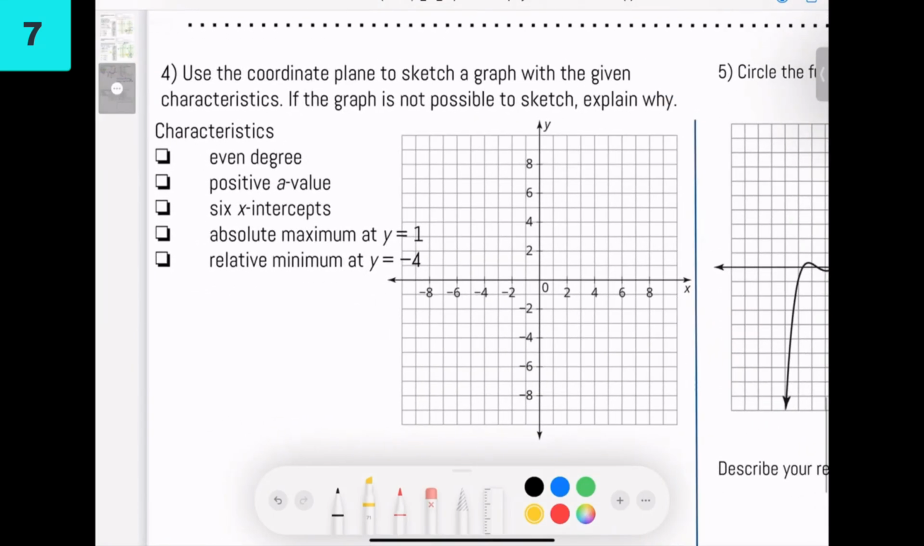Use the characteristics to draw it on this coordinate plane. Let's go ahead and draw this. Okay, even degree. So x to the 2nd. Put them in the corners. Positive a value. That means it's not going to, it's going to stay. I'm going to write the word stay. They're not going to be reflected over the x-axis. They're not both in quadrants 3 and 4.